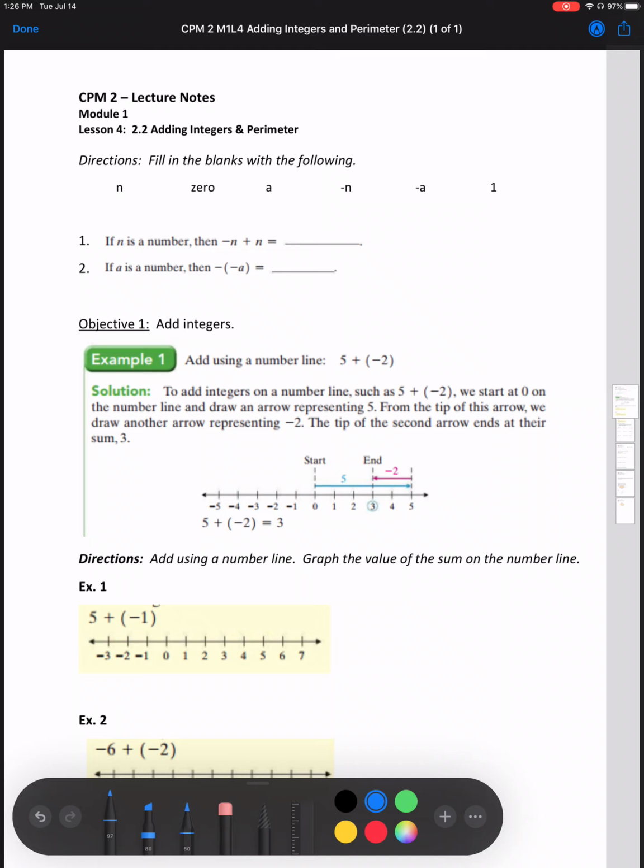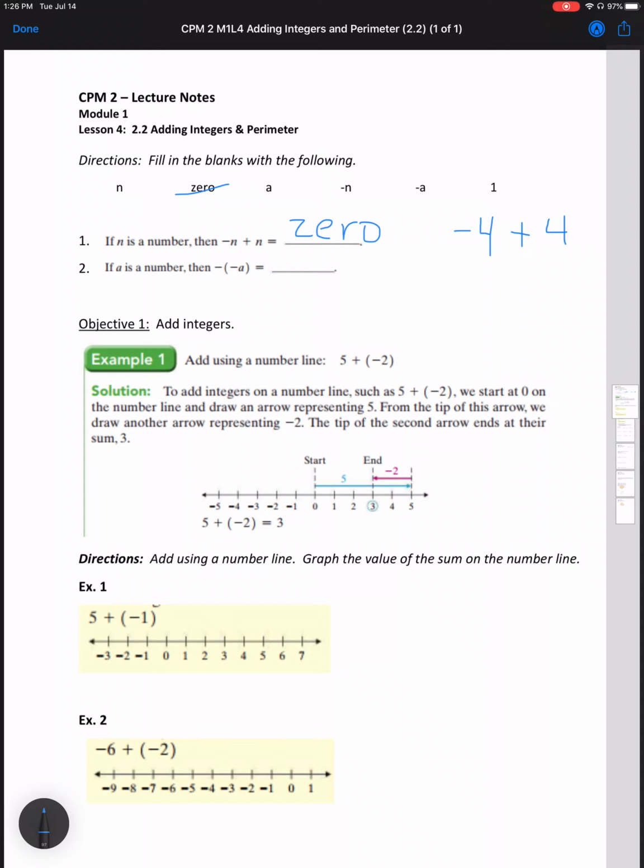So the first part, again, we're going to deal with some vocab stuff, so fill in the blanks with the following. So number 1, if n is a number, then negative n plus n is, and what they're looking for here is 0, because what they're talking about, if n is a number, we'll just say 4. So negative 4 plus 4. Anytime you add what we call opposites, it is always 0. One's negative, one's positive. If you add them, it's going to be 0.